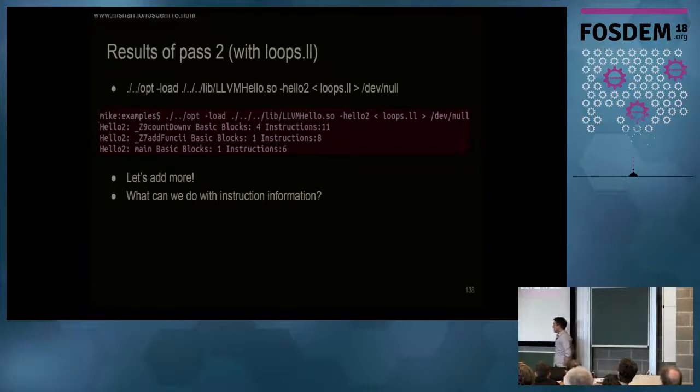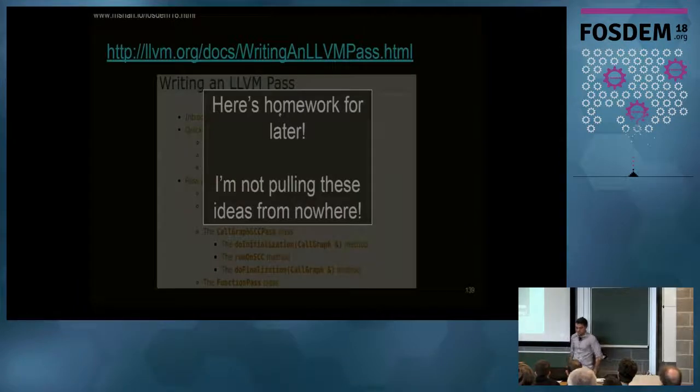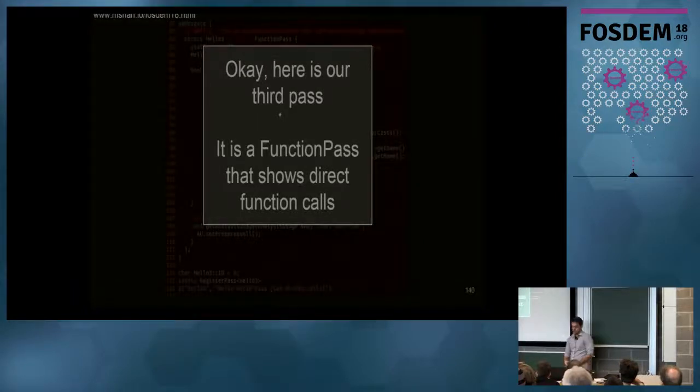All right, so let's keep going and try to think about what we can do with some of this instruction information, or just build other passes that are interesting. And here's some homework for later. Again, I'm not pulling these ideas from nowhere, but the writing an LLVM pass guide, that's a sort of definitive guide on these passes here. Okay, so I want to move to our third pass, another function pass, and this time it's going to show direct function calls. So I can figure out which functions are calling other ones.